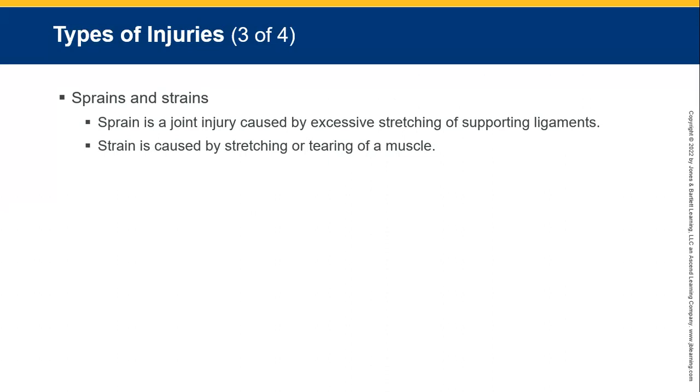Sprains and strains. Okay. A sprain is a joint injury caused by excessive stretching of ligaments. A strain is caused by stretching or tearing of the muscle, something like a hamstring.